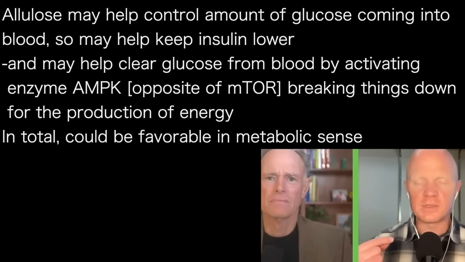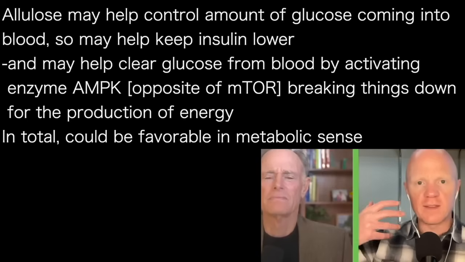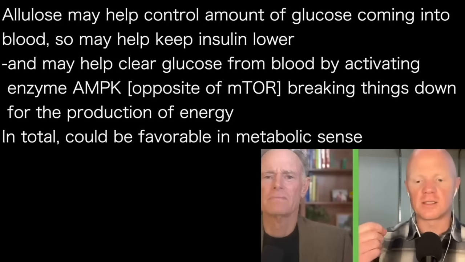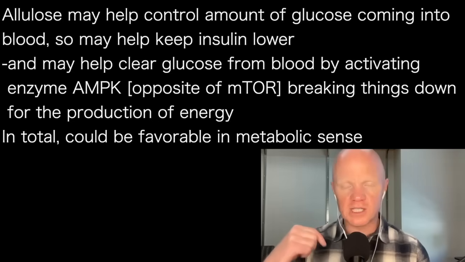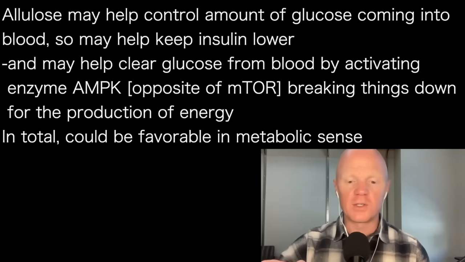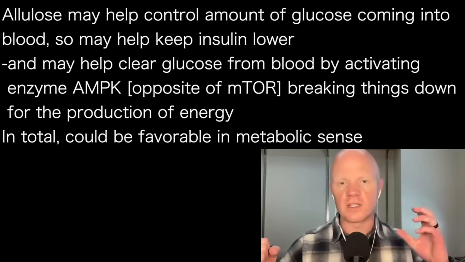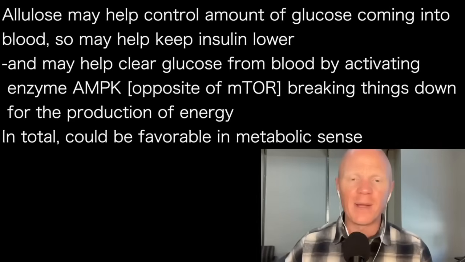So these two phenomena, the delayed gastric emptying and the reduced glucagon, I believe, are mechanisms that help control blood sugar because it's controlling the amount of glucose coming into the blood, which is helping insulin be a little lower. But there's also substantial evidence to suggest that allulose helps on the backside as well, which is the glucose clearance, or removing the glucose from the blood.